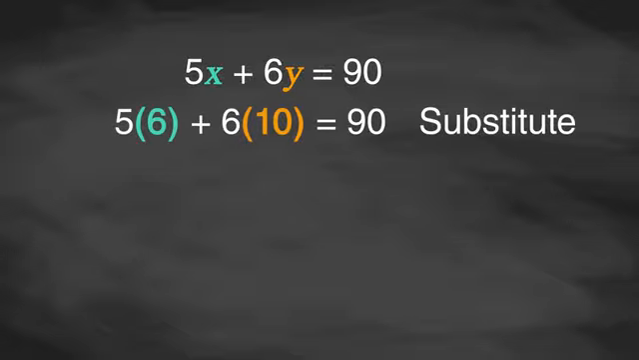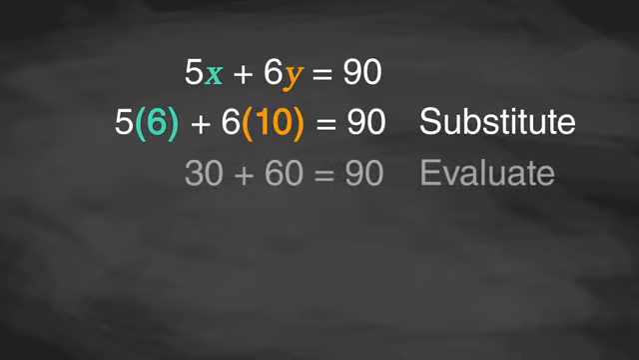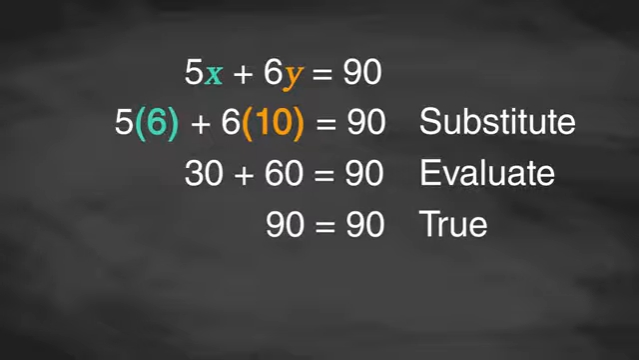Substitute 6 for X and 10 for Y into the equation. 5 times 6 equals 30, and 6 times 10 equals 60. 30 plus 60 equals 90, so the equation is true.